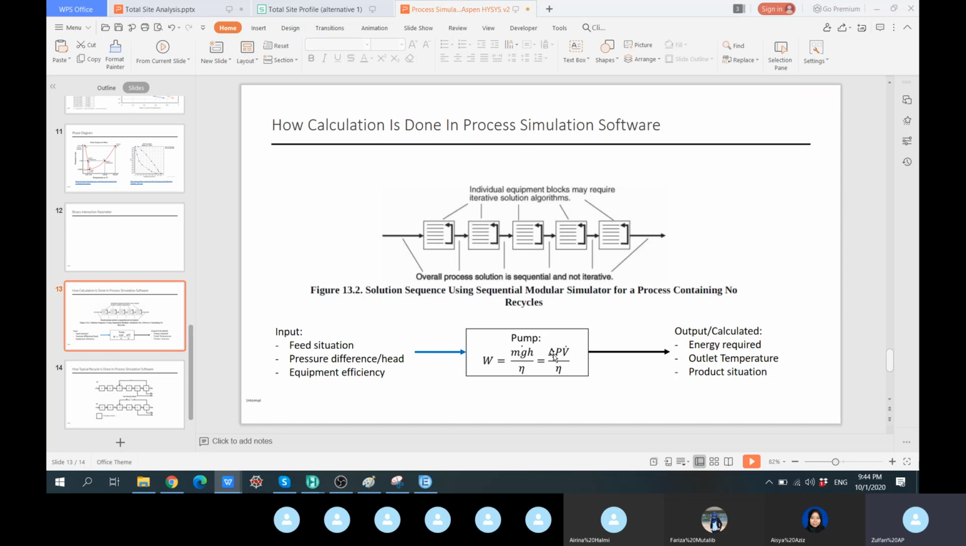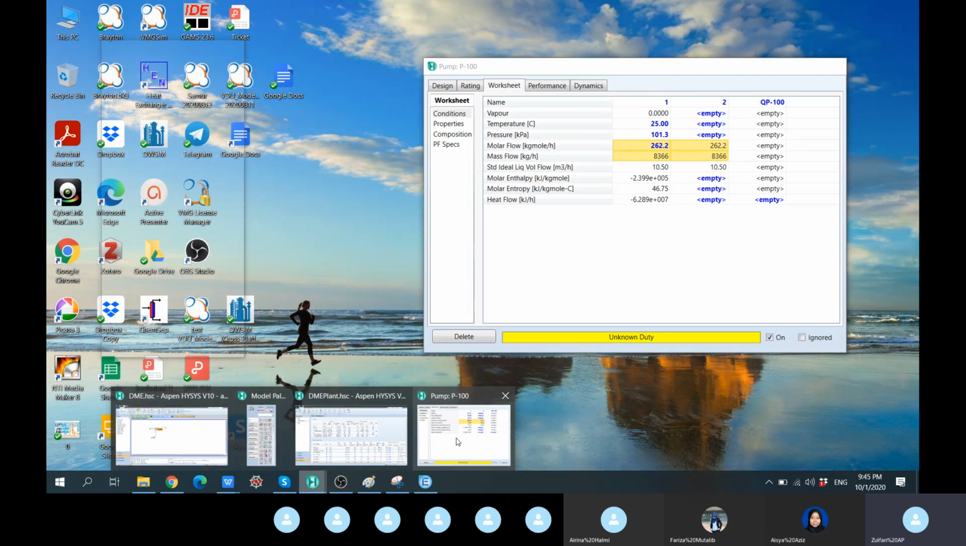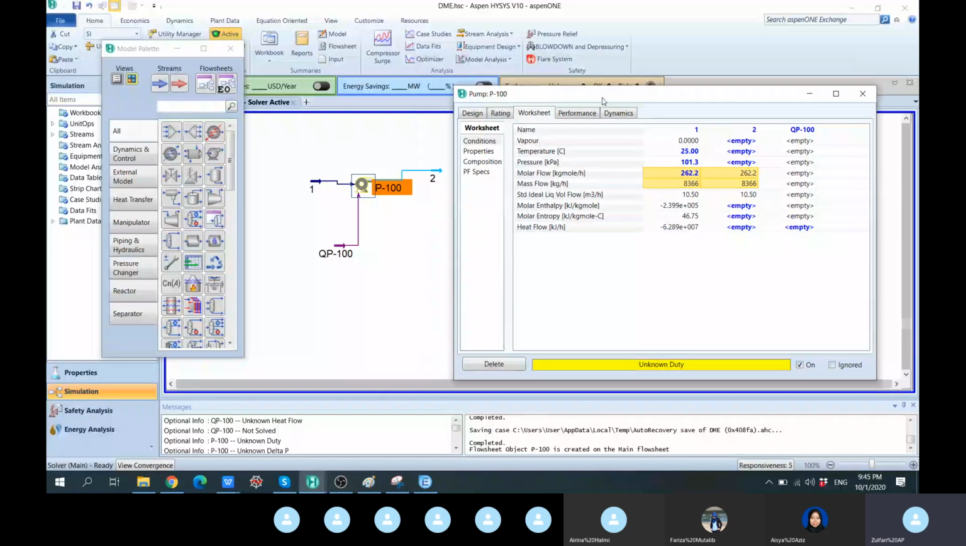So we have to specify 2 out of 3. By default, it tells us you're going to specify the duty. Yes, you can, as we understand it now. But since you don't know, I mean, you just want to pump a liquid. You don't know how much duty you need. We want to know the duty.